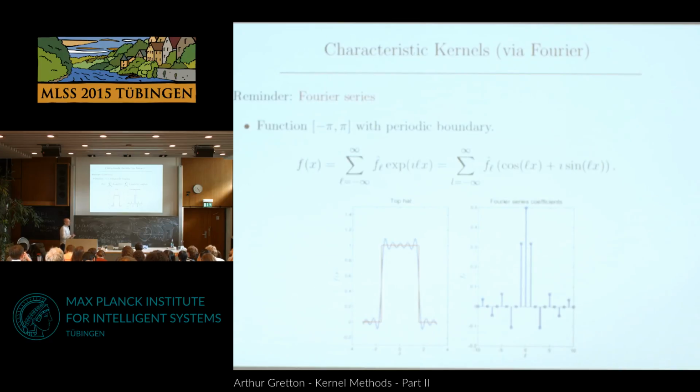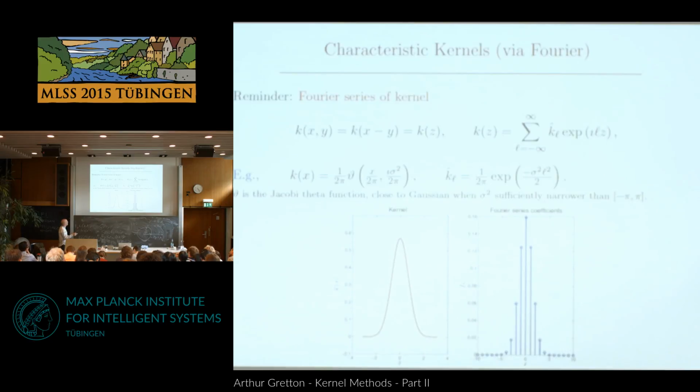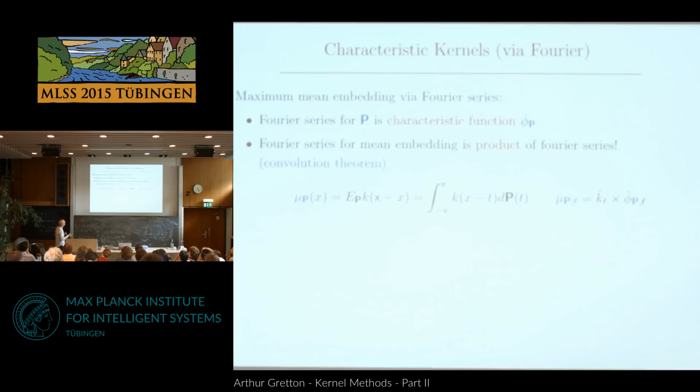Okay, so here's our favorite top hat function, which we've built up using cosines and sines. These are the Fourier series coefficients of our top hat. And likewise, we've got our Fourier series representation of our kernel, which, in the case of a Jacobi theta kernel, is Gaussian distributed. Just to remind you of these facts.